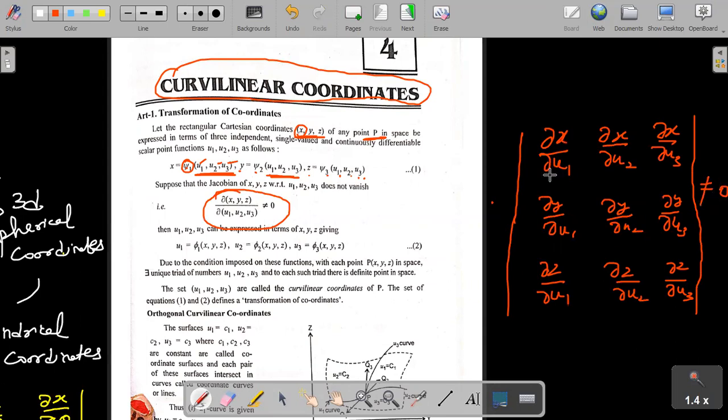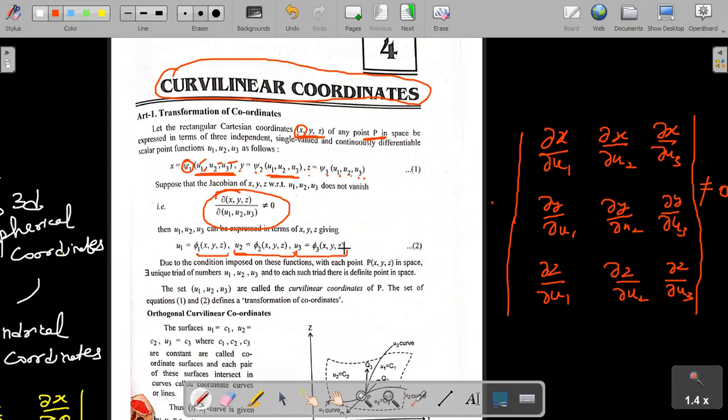So कुछ books में आप देखोगे del x by del u1, del x by del u2, del x by del u3 वो नीचे column में लिखा होता है. So that won't matter because determinant of A and determinant of A transpose, they are both the same. So if the Jacobian is non-zero, तो आप u1 को लिख सकते हो in terms of x, y, z, u2 को आप लिख सकते हो in terms of x, y, z and u3 को हम लिख सकते हैं in terms of x, y, z.